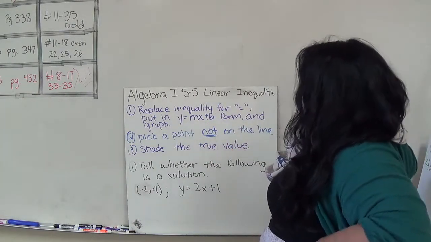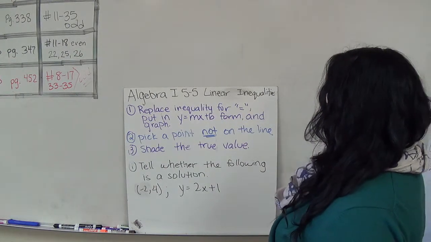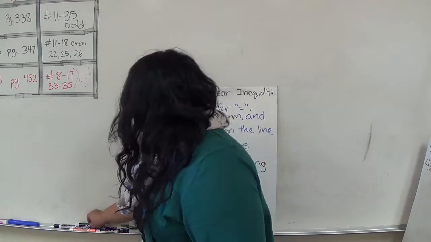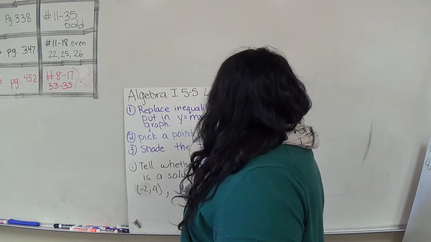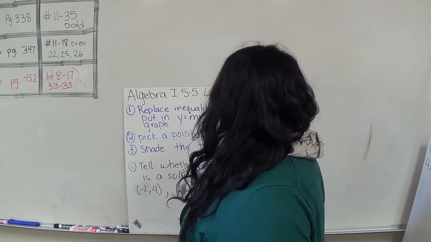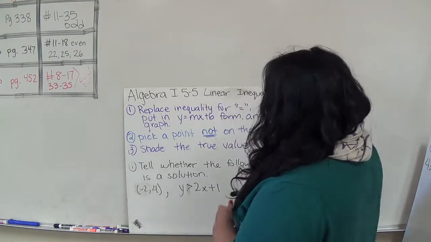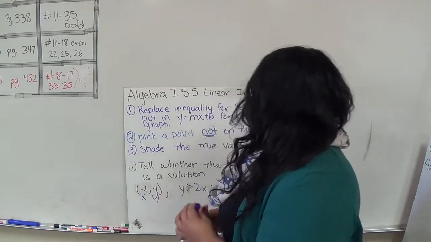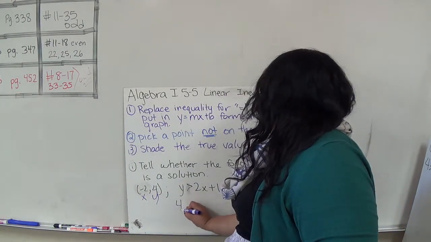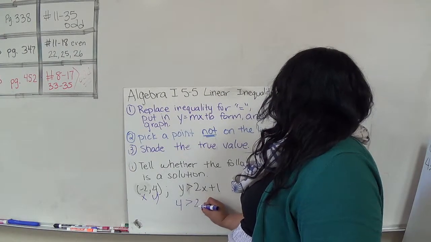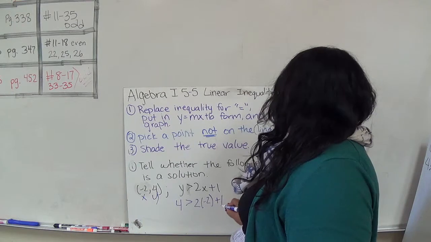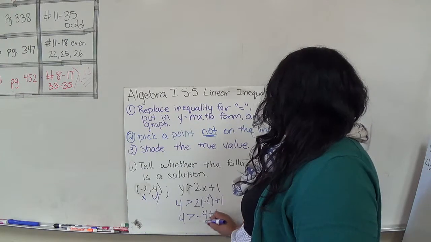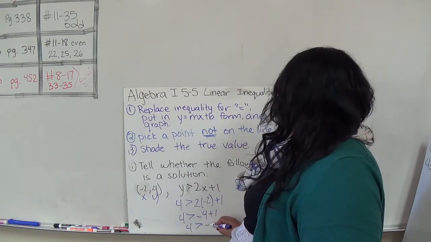Before we graph them, we're going to do number one. Number one tells us to tell whether the following is a solution, (-2, 4). Sorry, this is supposed to be not equals, but less than. So I'm going to plug this in. This is my x and this is my y. So 4 is greater than 2 times -2 plus 1. 2 times -2 is -4, plus 1. So 4 is greater than -3.